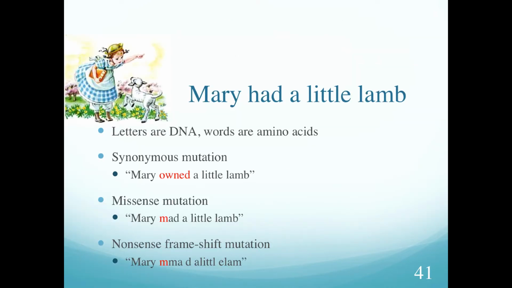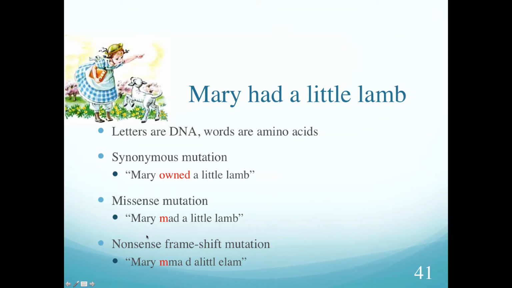So thinking about a metaphor for mutations, if codons are words, codons code for amino acids, and those are words, and the letters are DNA, then a synonymous mutation would be a change from "Mary had a little lamb" to "Mary owned a little lamb." A different codon, but with pretty much the same meaning. A missense mutation: we change "had" to "mad." So, "Mary mad a little lamb." That sentence obviously does not work as well as the original sentence.